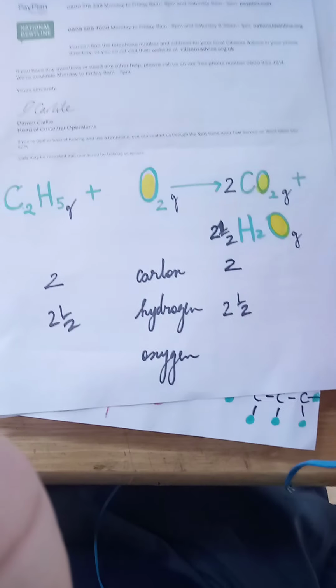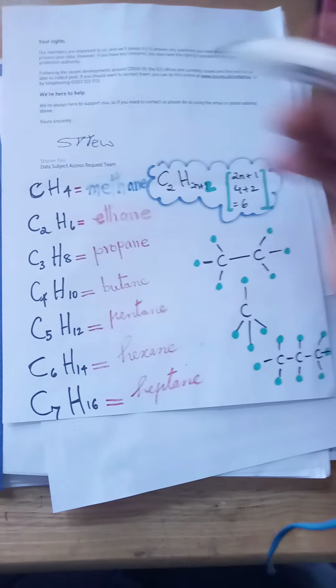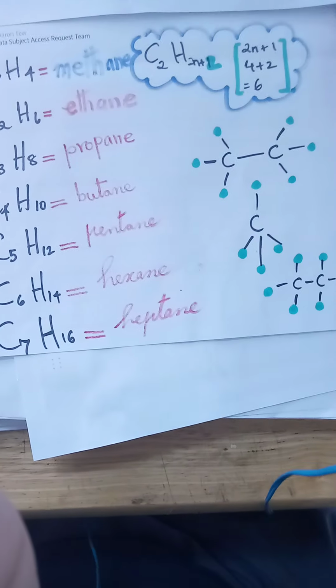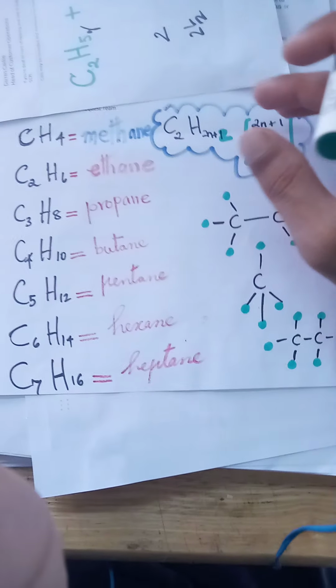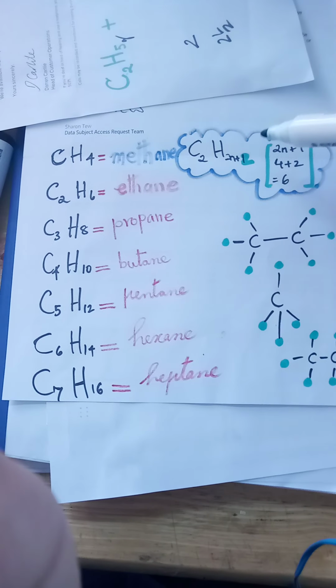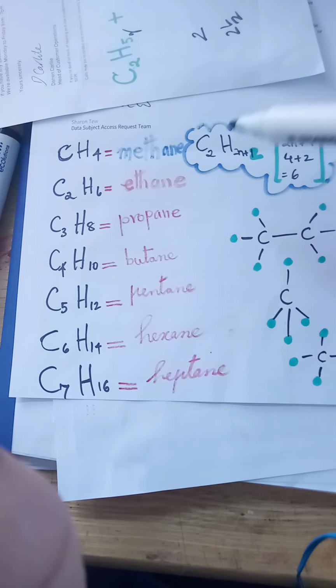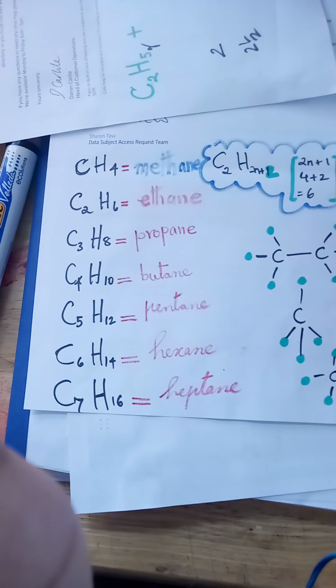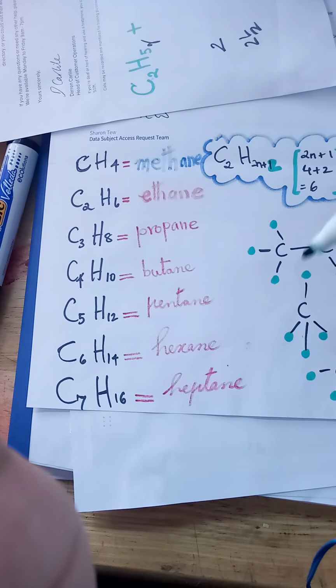The first equation is a sample equation of an alkane. This is what an alkane looks like. An alkane is CnH2n+2. So if n is 1, it'll be 4. If it's 2, it'll be 6. If it's 3, it'll be 8. If it's 4, it'll be 10. If it's 5, it'll be 12. If it's 6, it'll be 14: 2 times 6 plus 2 is 14. If it's 7, then it'll be 16.